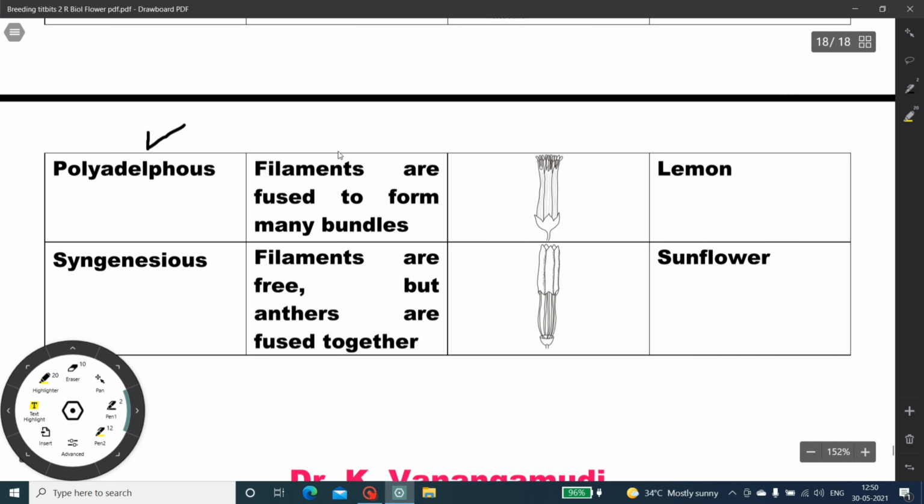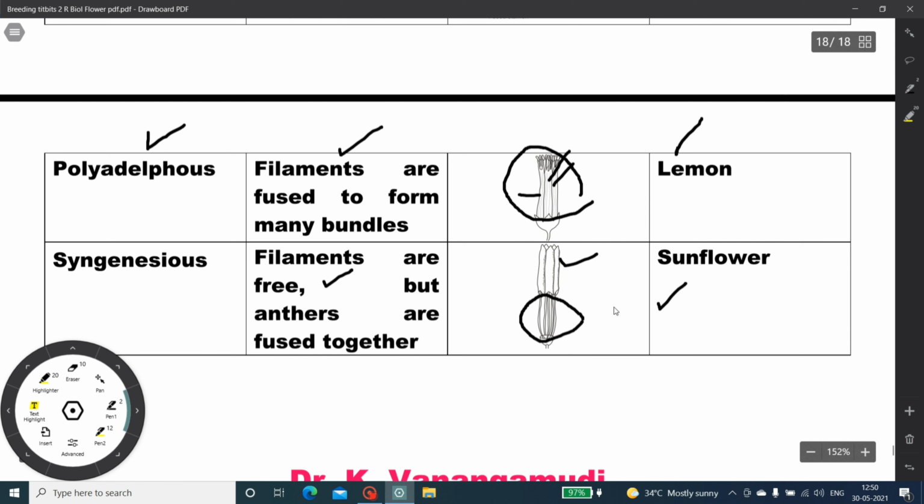Polyadelphous: the filaments are fused to form many bundles. There are different bundles, the first bundle, the second bundle and the third bundle. The example is lemon. The syngenesious type of stamen: the filaments are free, but the anthers are fused together. The classical example is sunflower.